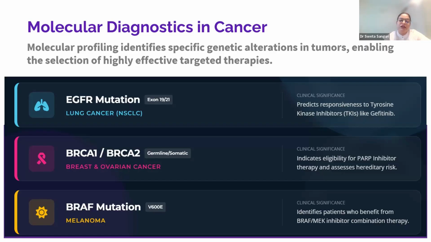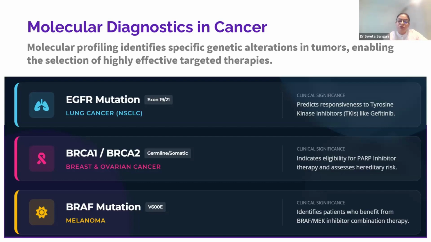Now, the third example is BRAF V600E mutation, which is commonly found in melanoma, skin cancers. This mutation activates a signaling pathway which drives tumor growth. When this mutation is detected, the patient may benefit from BRAF or MAP kinase inhibitors, which specifically target the pathway. So the idea is to identify what pathway the cancer cell has chosen to grow. We can specifically target that pathway and block the growth of cancer.